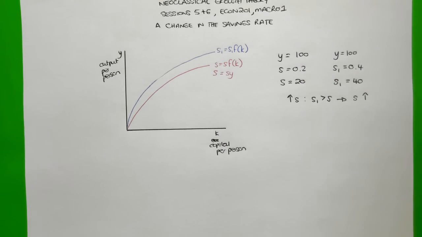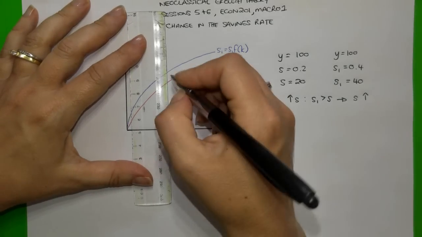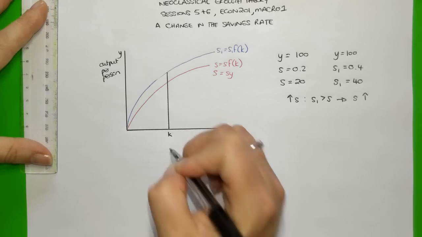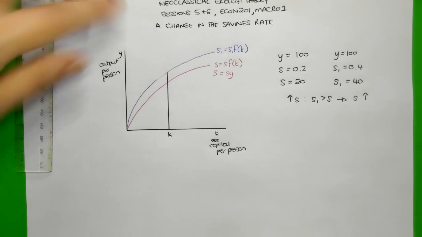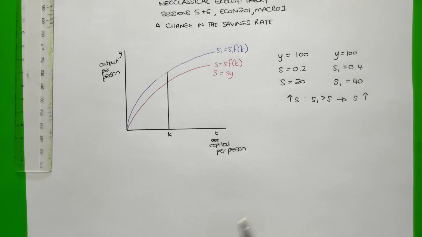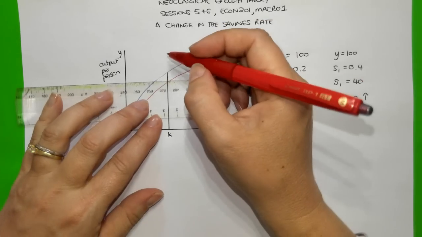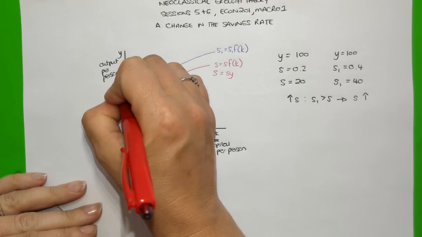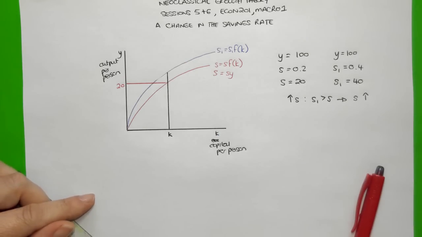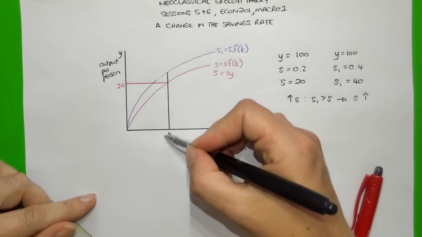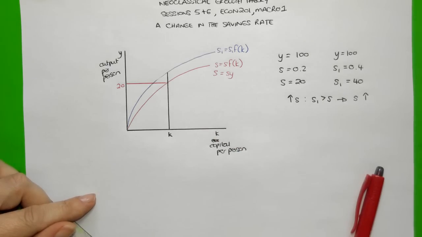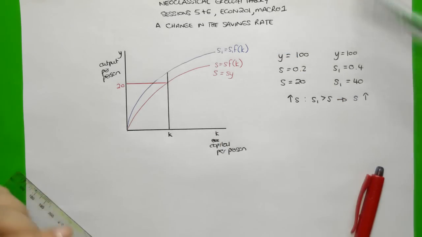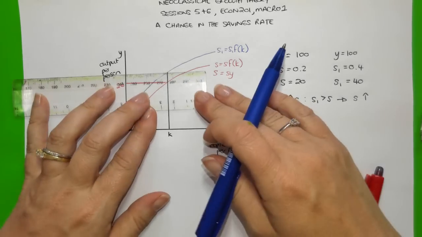So s1 is equal to s1f(k). So that we all know where we are at, let's say there was this certain amount of capital stock that generated a certain amount of output per person. I haven't drawn the production function in, but that doesn't matter. And that, in the first instance, allowed this economy to generate savings per person equal to 20. But then the savings rate increased. So output per person didn't change. And the capital stock per person didn't change. The only thing that changed was the savings rate.